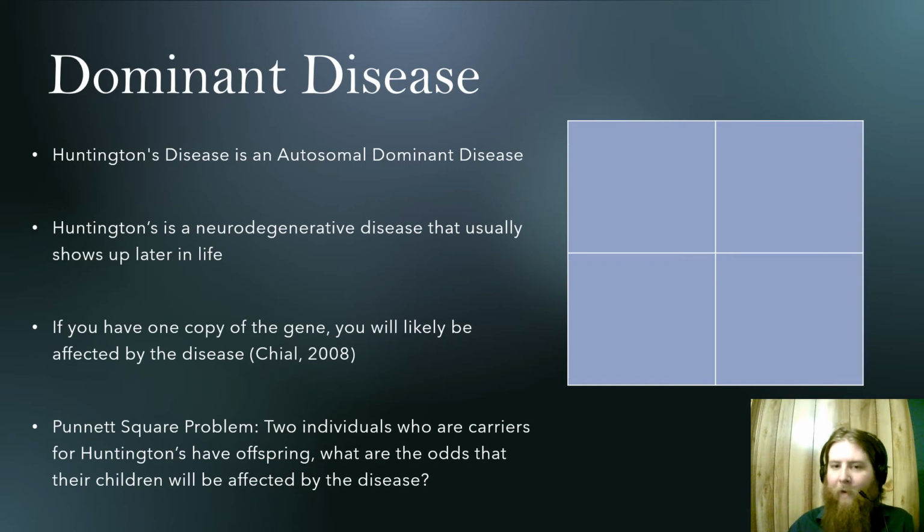So for our Punnett square problem for this one, we're going to blend together this dominant thing and we're going to blend together carriers. So if you have 2 individuals who are carriers and they have offspring, what are the odds that these children will be affected by this disease?